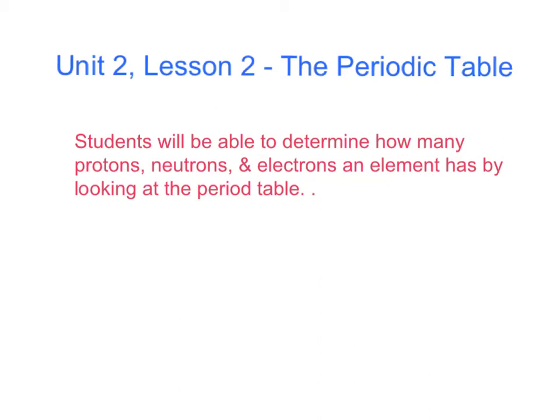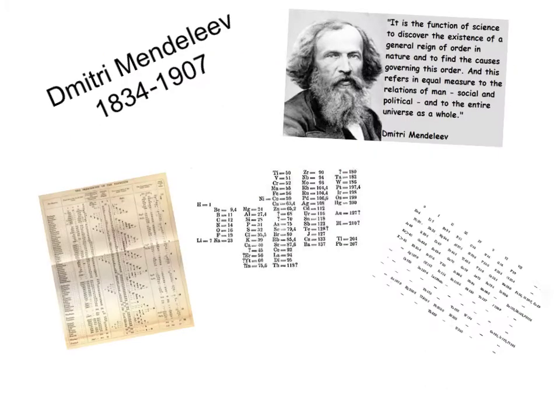We're in our second unit here, the periodic table and atomic structure. We're in the second lesson titled the periodic table. Our objective for this lesson is that students will be able to determine how many protons, neutrons, and electrons an element has by looking at the periodic table.